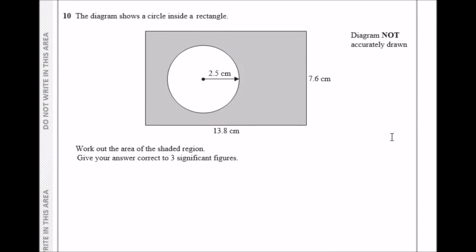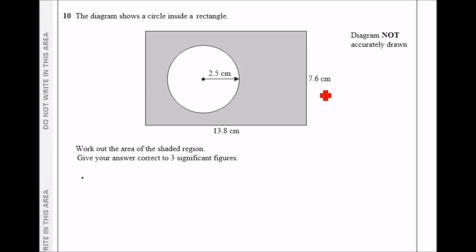All right, next part. The diagram shows a circle inside a rectangle. We've got a circle here which is 2.5 centimeters, and a rectangle which is 13.8 by 7.6. Work out the area of the shaded region. This one's not too bad. Firstly, we need to know the area of a rectangle and the area of a circle, and we can see that the area of the circle has been removed from the rectangle.